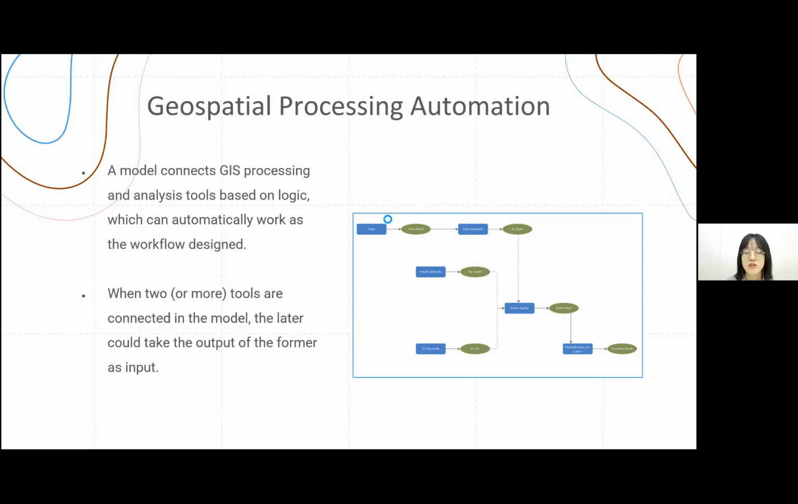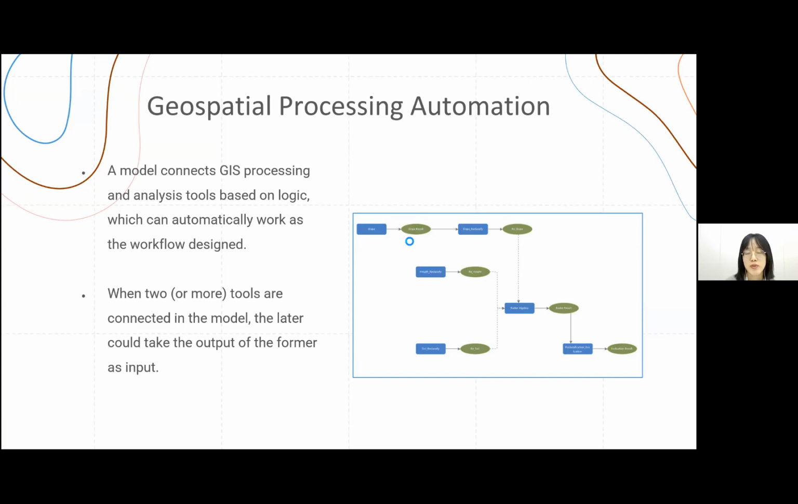Then there is a green ellipse following the blue rectangle that represents the output of this tool. So a blue rectangle and a green ellipse connected together represent a geospatial processing tool or analysis tool.